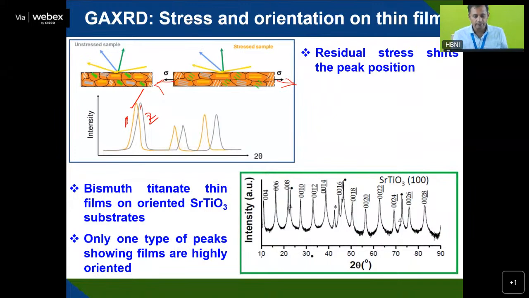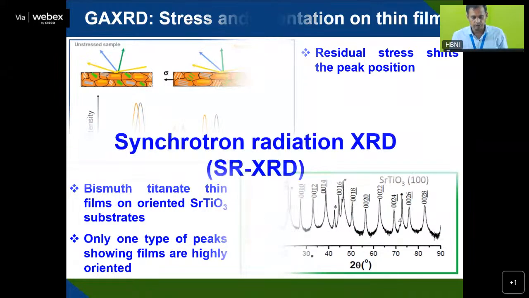So for residual stress, you can see the peak position shifting, and you can even see the bismuth titanate example, which is grown on a strontium titanate substrate. You can see these are highly oriented 004, 006, 008. So all are 00L peaks you are able to see, 0010, 0012. All these, only one type of peak you are able to see, with a highly oriented structure. Those things you can see by using this.